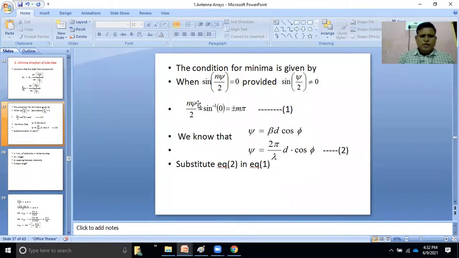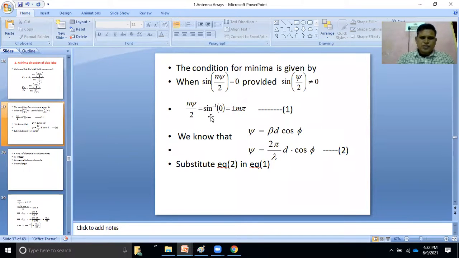The condition for minima is sin(nψ/2) equal to 0, provided sin(ψ/2) is not equal to 0. If this is also 0, then this is undefined. So this should not be 0. Now substitute in this equation. Apply sin inverse on both sides of these equations.